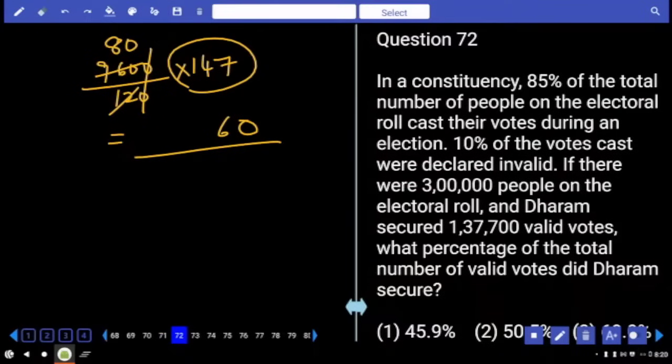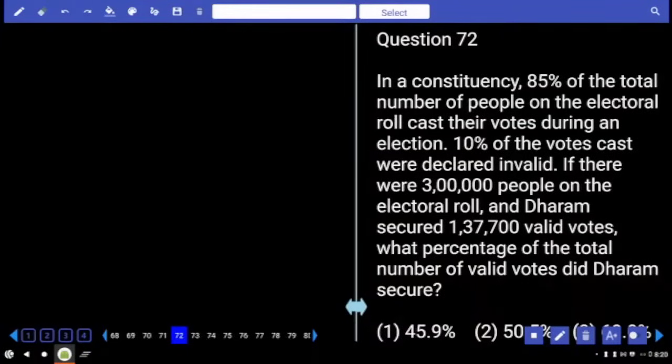In a constituency, 85% of the total number of people on the electoral roll cast their votes during an election, and 10% of the votes cast were declared as invalid. Total population 100%. On the day of election, 85% of the people have polled their votes. So percentage of votes polled is 85%, but among them how much percent are invalid? 10%. 10% of 85 is 8.5. Subtracted, 76.5%. They are valid.